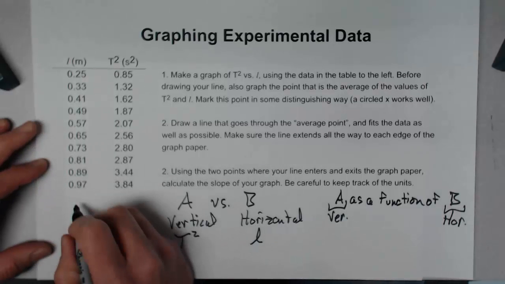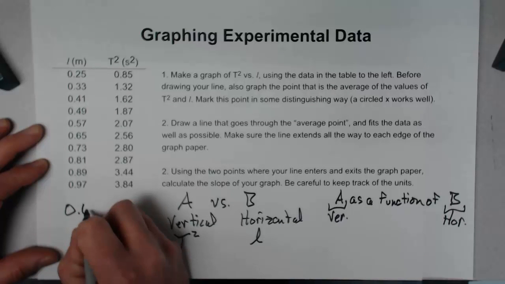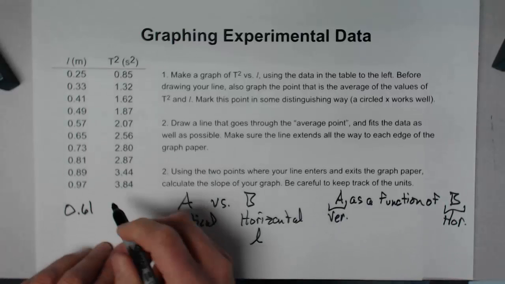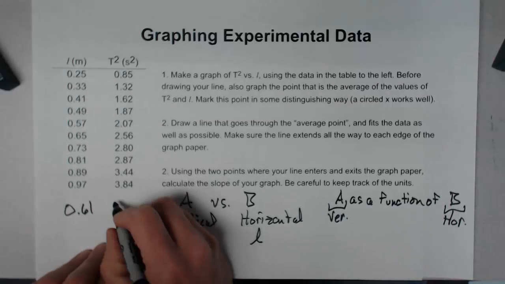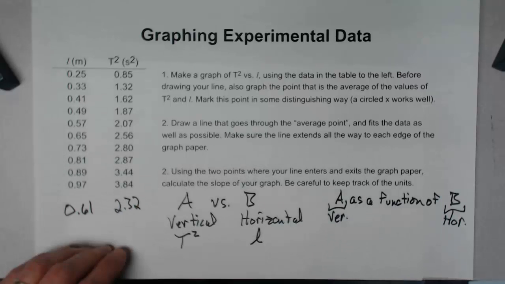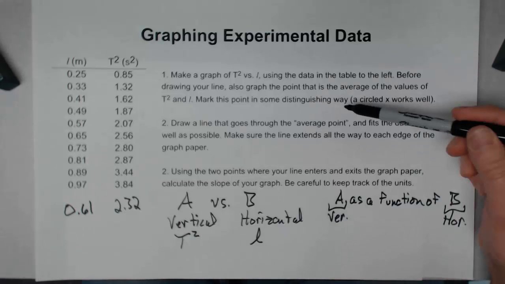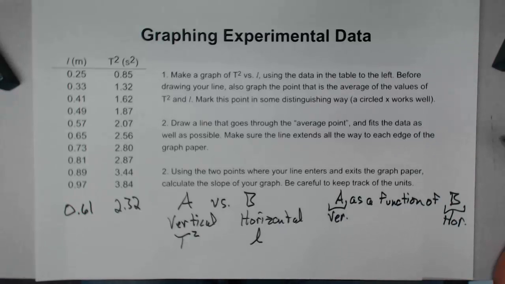The average value of L happens to be 0.61 meters. The average value of t squared here happens to be 2.32 seconds squared. So those are things we're going to need. We'll want to mark that point in some distinguishing way, and a circled X works well.